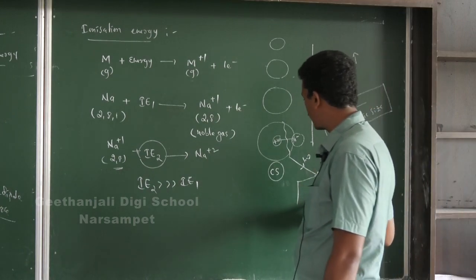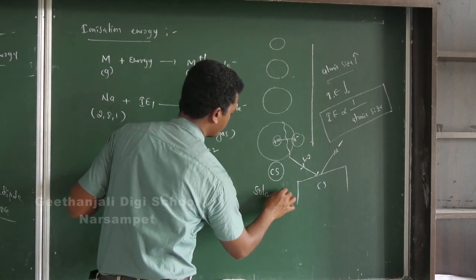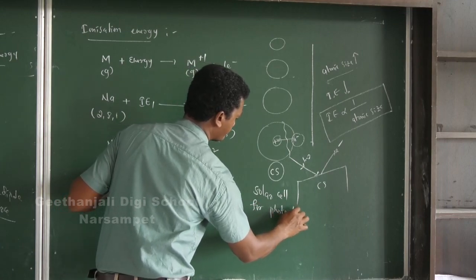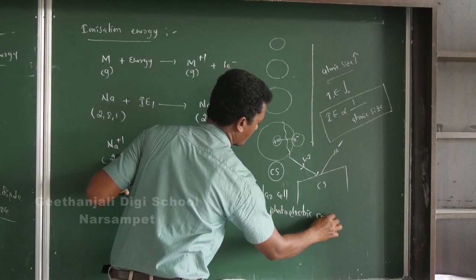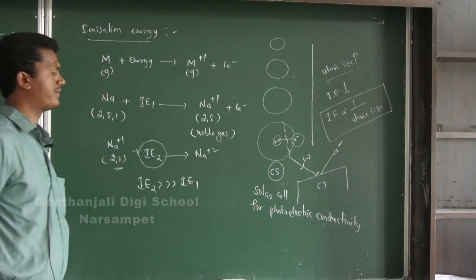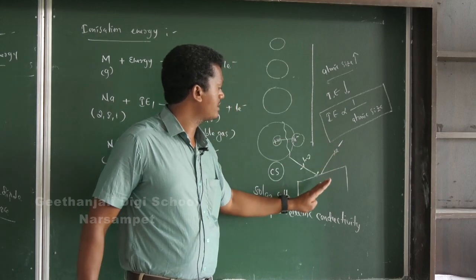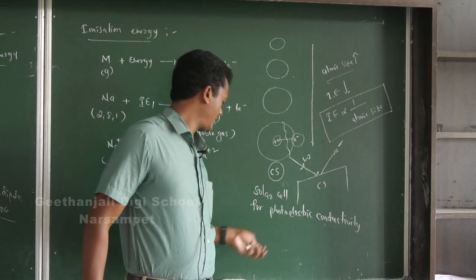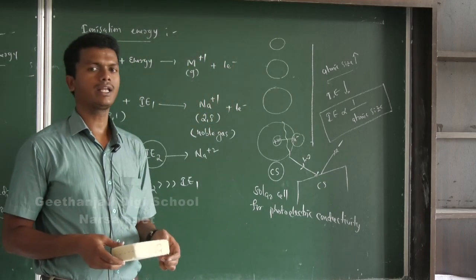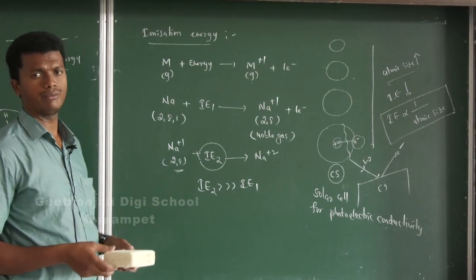Due to this maximum photoelectric effect, cesium is used in solar cells for photoelectric conductivity, due to emission of electrons from the surface of the metal. The maximum photoelectric effect can be shown by cesium due to its large size and low ionization potential. This is the variation of ionization potential in a group from top to bottom.